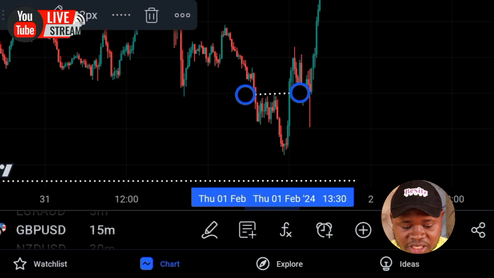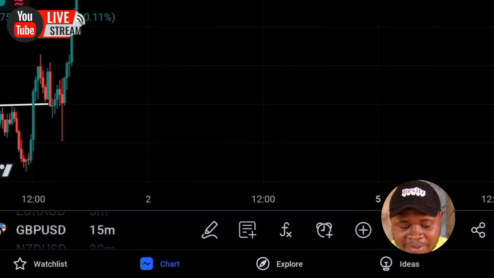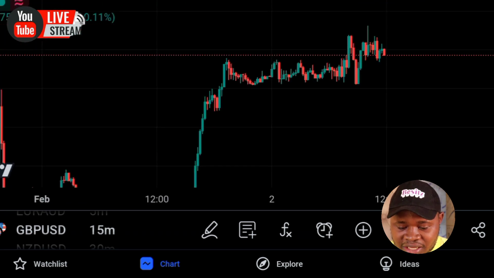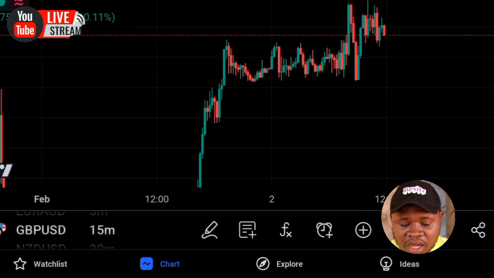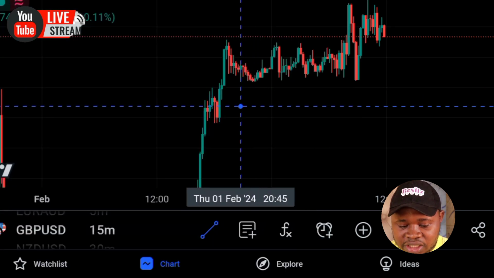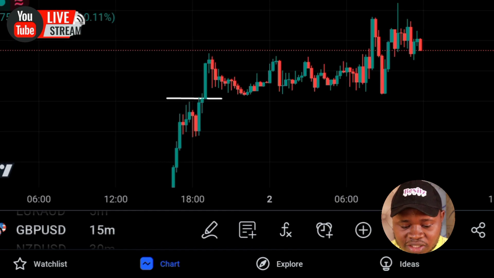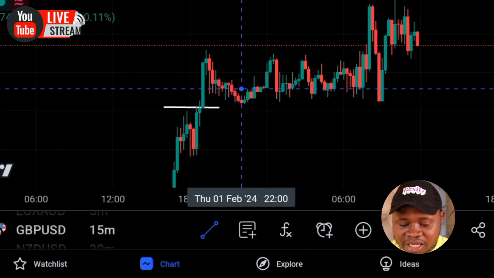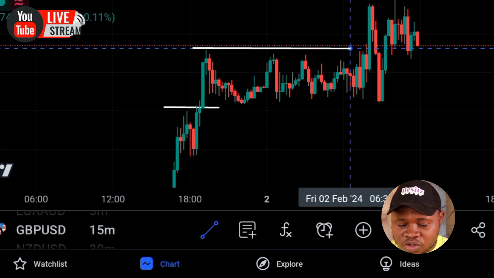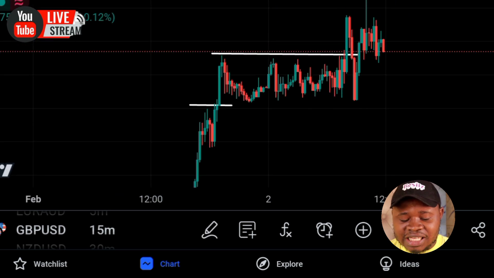Let me change the line to line, tick line. Now see what happened. The market started pushing to the upside, creating what we call higher highs and higher lows. You see, this is another break of structure here. The market took that structure out, is it not? Then we had another market taking away this structure. So it is bullish, making higher highs and higher lows.